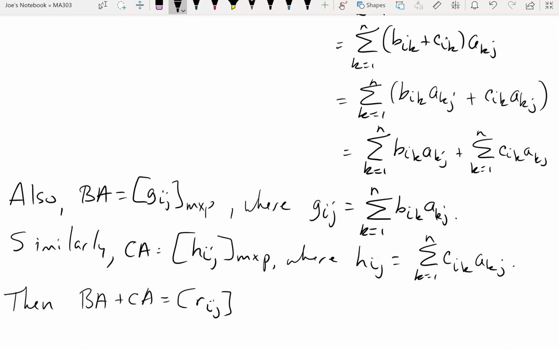All right, so if I now add BA and CA together, what size does BA plus CA have? M by P. And what does that general entry have to look like? How do we get R sub ij? What do we add together? I'm going to write it in 2 steps. But yeah, it's these 2 entries added together, right? It's your G and your H.